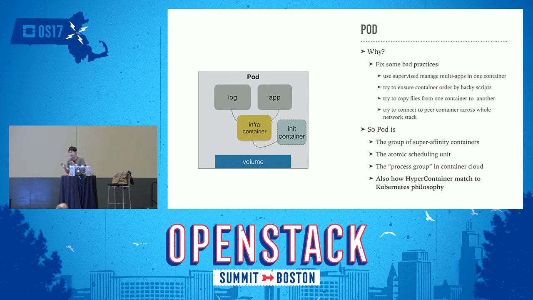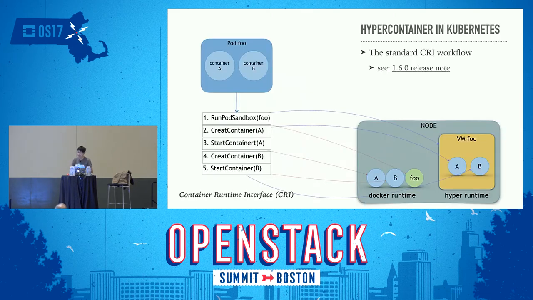And some people also try to connect to their peer container through the whole network stack of your system. It's also wrong. Any container which needs to directly communicate with your other container through localhost, you can just put them inside a pod, because a pod is a group of super affinity containers. Containers inside the same pod can communicate directly by using localhost because they are sharing the same network namespace. And they also share the same volume, so you don't need to copy files from one to another. They just share the same volume here. So no need to do that. And it is just like a persistence group in your container cloud.